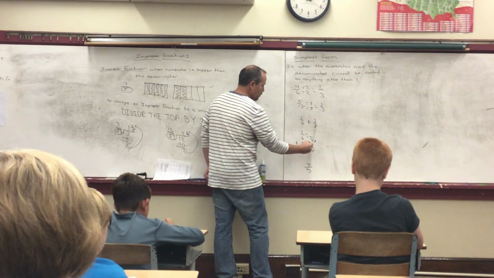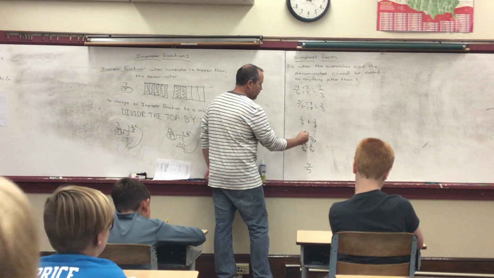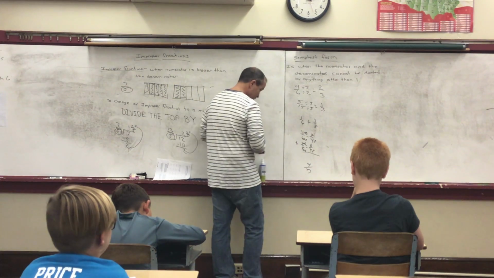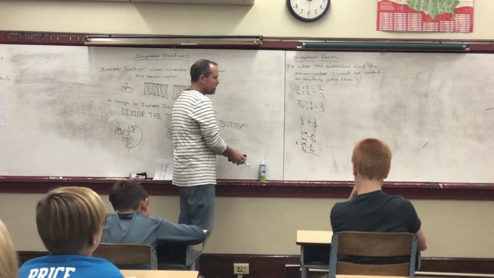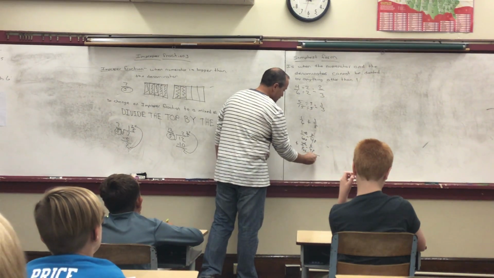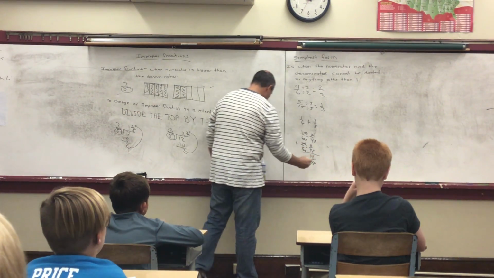8 times 6 is 48. Take the top times 6. 1 times 6 is 6. 6 times 8 is 48. Take the top times 8. 1 times 8 is 8. Now, when we add them up, 8 and 6 equals 14. The denominator is 48.